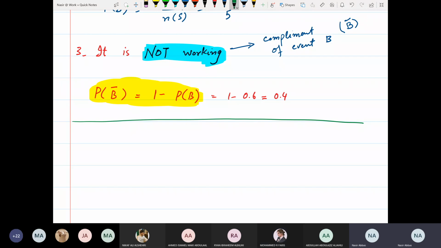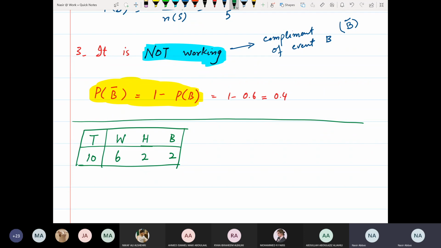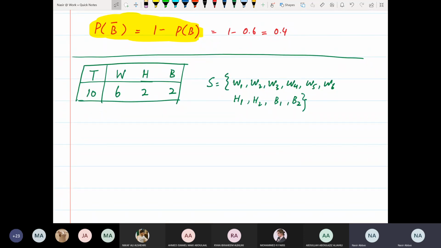Okay, let me state the question. The categories now we have, let us say, a total of 10 instruments in the box, and as Ryan defined, there are 6 working, 2 half broken and 2 fully broken. Let us say this is the organization of your space. I can also write the space in this way: working 1, working 2, working 3, working 4, working 5, working 6, half broken 1, half broken 2, fully broken 1, and fully broken 2.